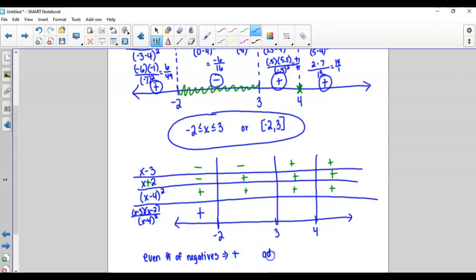If you have an odd number of negatives, that tells you that your number is negative. So right here I've only got one negative in this section, so that would be negative. Here, of course, if you've got all positives, I didn't write that down, but if you've got all positives, then you're going to get a positive answer, obviously. And so we can see we get this same section that we got doing this the other way. If we do a lot of these, you'll see this is sometimes a little bit faster than trying to plug numbers into every single section.